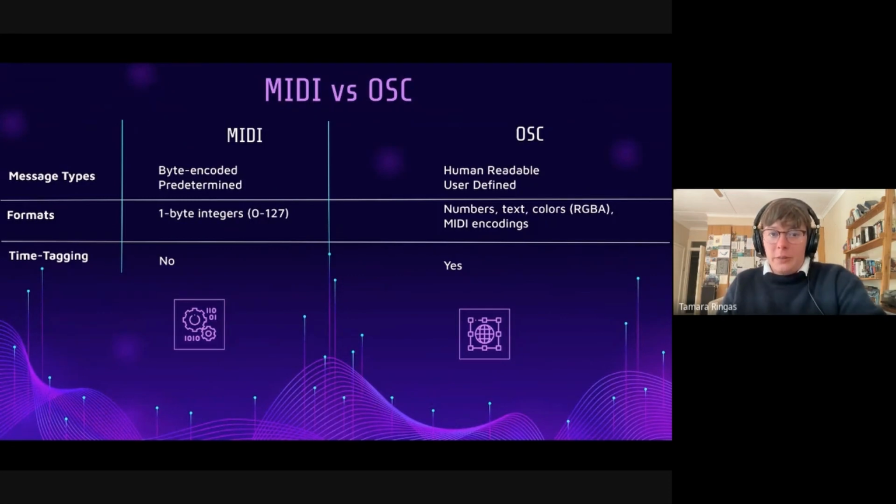Here's a comparison between MIDI and OSC. MIDI's message types are byte encoded and predetermined, whereas OSC is human readable and user defined. The format that MIDI takes is 1-byte integers, only the integers 0 to 127. OSC can take numbers, text, colors, and even MIDI encodings. OSC also has time tagging, which MIDI does not.